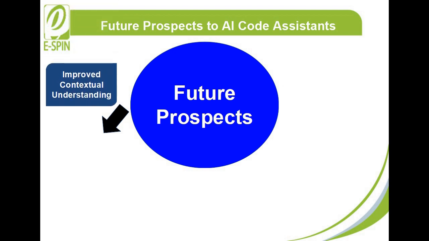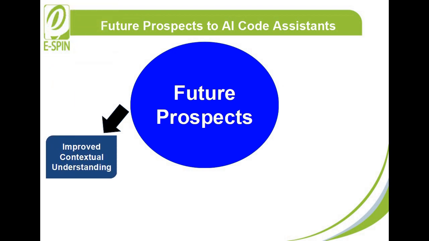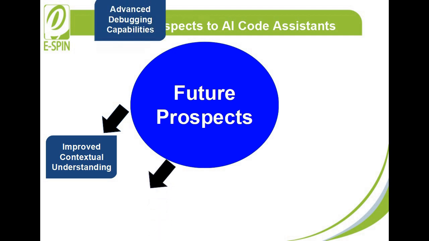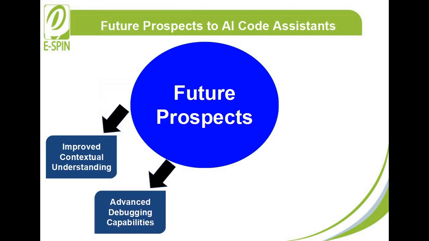Future prospects. 1 is improved contextual understanding. Future AI code assistants will have better contextual awareness, understanding the project's broader scope and making more relevant suggestions. 2 is advanced debugging capabilities. AI assistants will become more adept at identifying and fixing complex bugs, even those involving multiple components and dependencies.